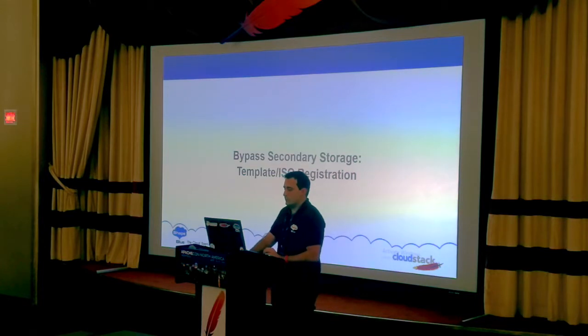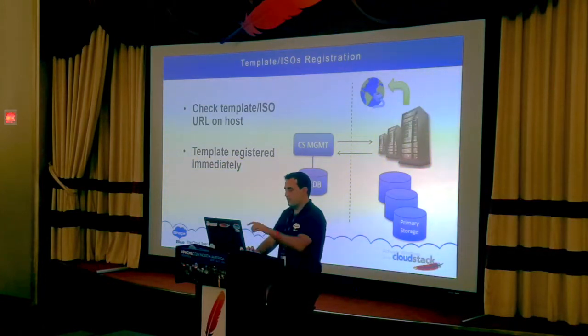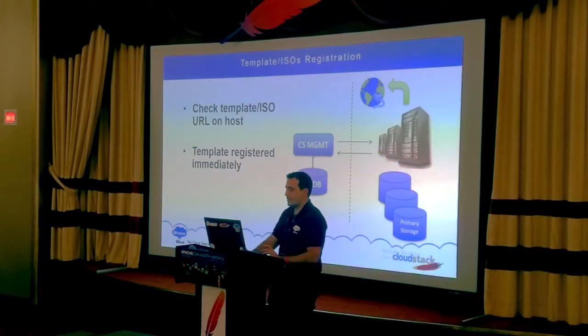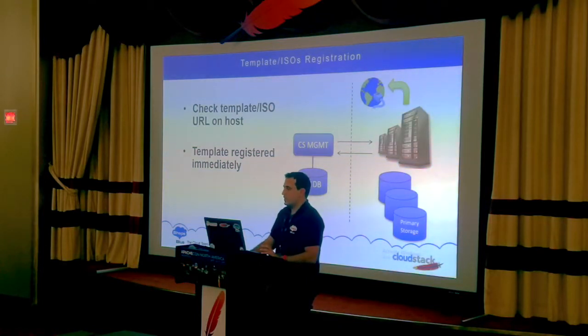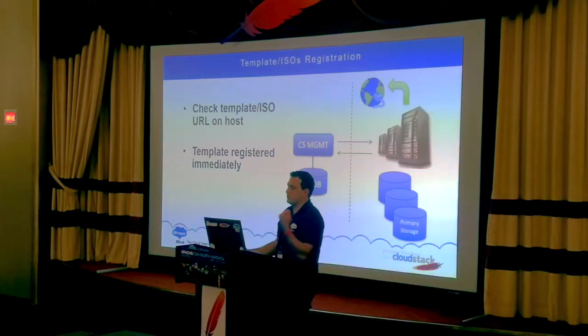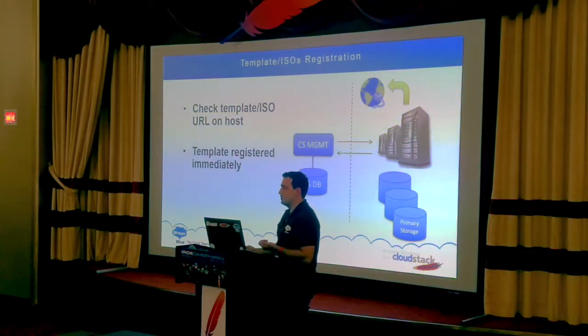So let me now show you how it is working at a high level. Whenever the template gets registered, there is a new check performed by the host. We delegate a task to the host in order to verify that the URL is reachable, to avoid failing deployments. If the template is registered and then a user wants to deploy from it, but the URL is not reachable, there will be a failure.